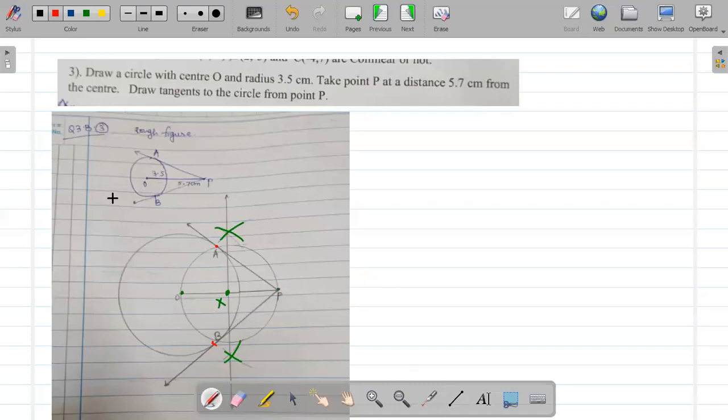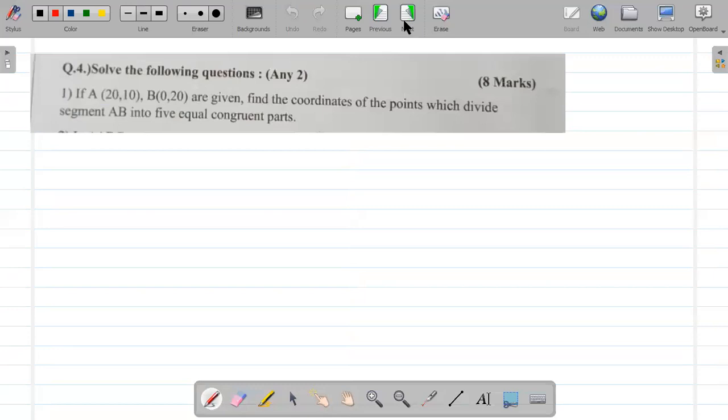A rough figure is really important for you to understand what exactly you're going to do. And it doesn't matter really if you don't use a proper circle here. It's just a freehand drawing. A rough figure is just a freehand drawing. Okay, let's move on to the next question.